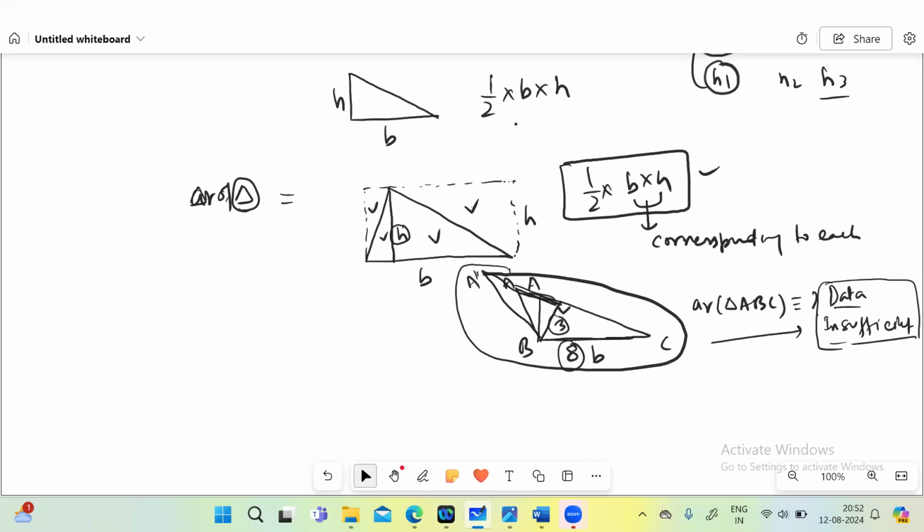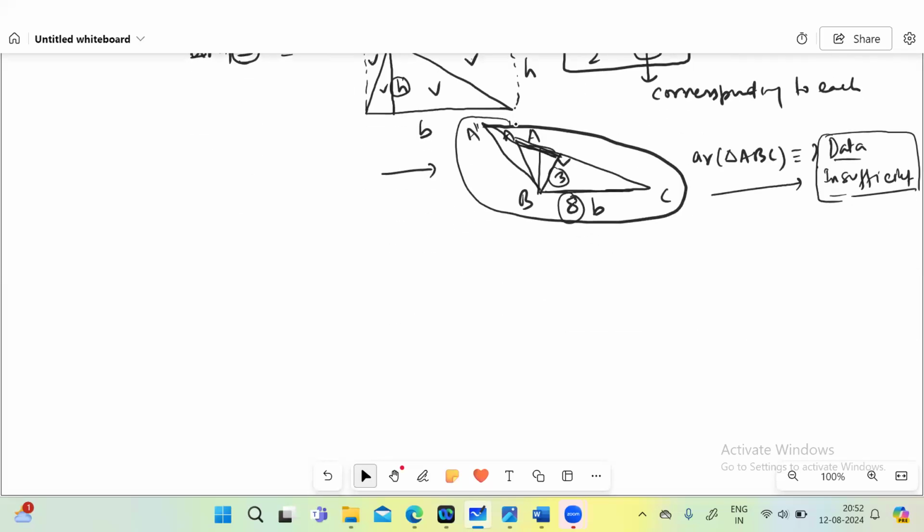And why am I telling you this? Because many times in any DS question, any data sufficiency question, you will find a situation where the triangle is somehow fixed. Let me give an example. Let's say these two sides, and this angle is given.